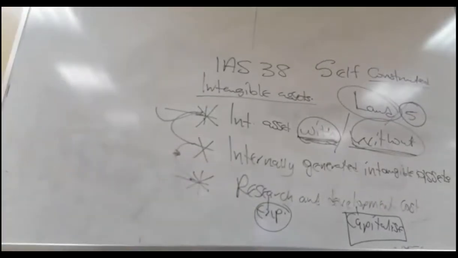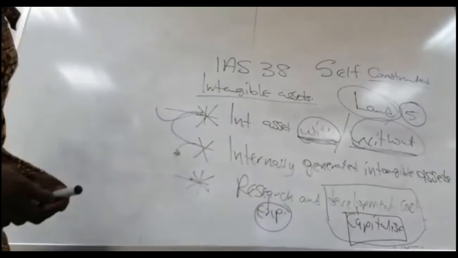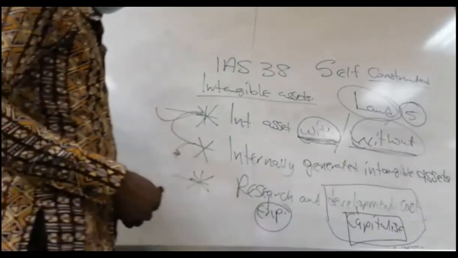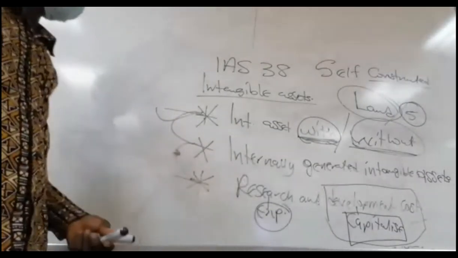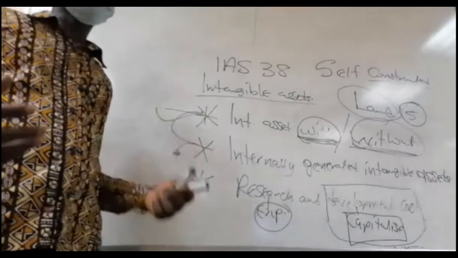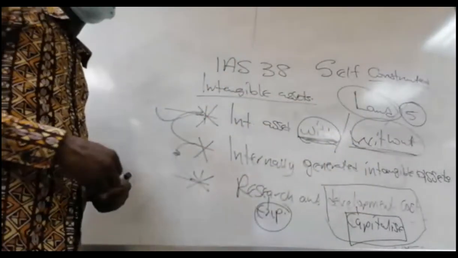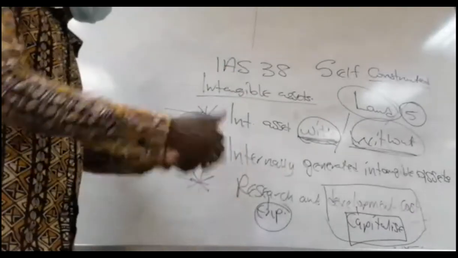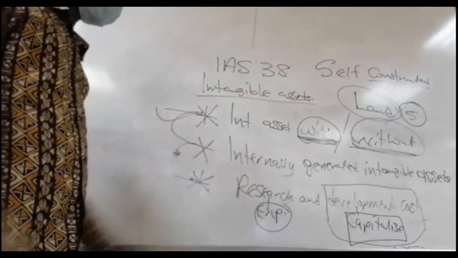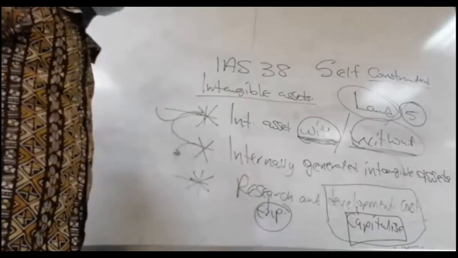That's the meaning of the capitalization. Now, before you can capitalize the development costs, you must meet certain recognition criteria. We call it PIRATES. It must be probable that the future economic benefits will flow to the entity. Then the intentions, that's the I, intentions to finish the asset or to complete the asset.